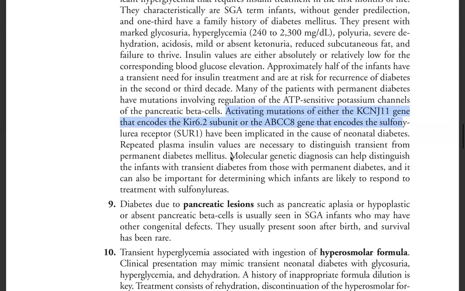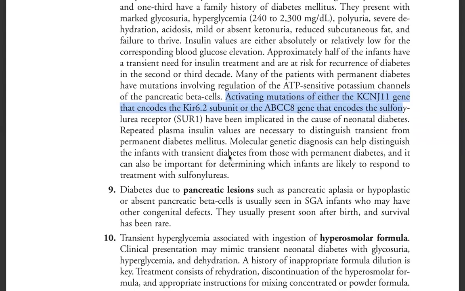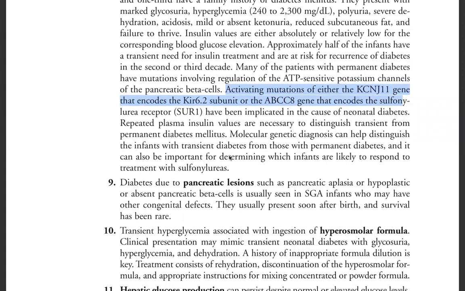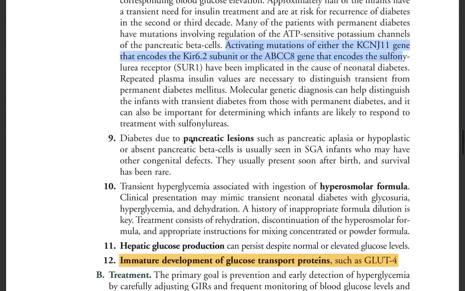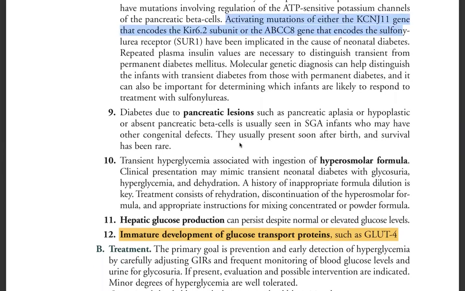So if there is transient diabetes mellitus, it will recover within 6 months to 1 year. In later age, they may develop diabetes in their adolescent or adult age. Sometimes there may be pancreatic lesions, pancreatic hypoplasia, aplasia. There may be other congenital defects of the pancreas. These are all the inherited causes.